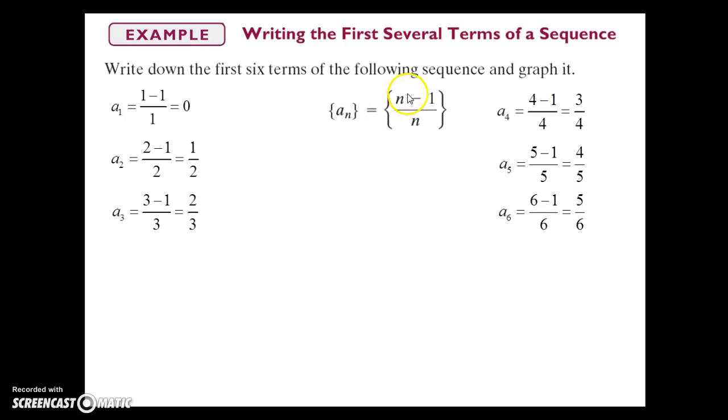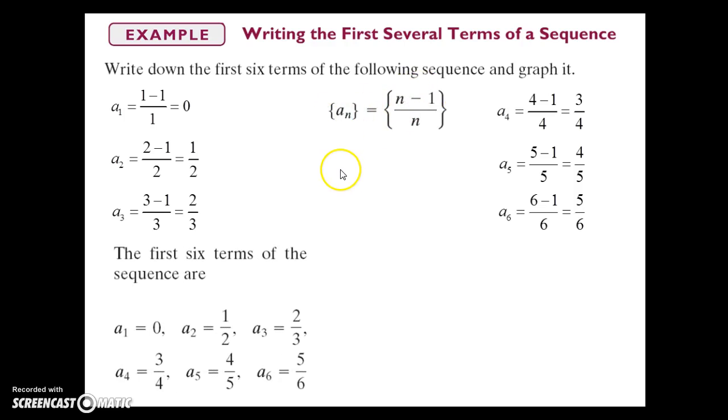Signified by this: a sub n equals this general rule, okay? The first 6 terms of the sequence are a sub 1 is 0, a sub 2, this is the subscript, second term, 1/2. The third term of my sequence a sub 3 is 2/3. The fourth term of my sequence A is 3/4, and so on, okay?